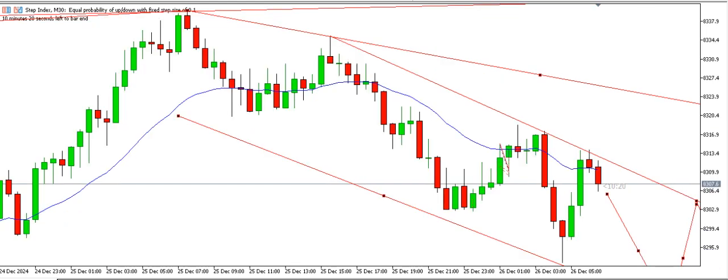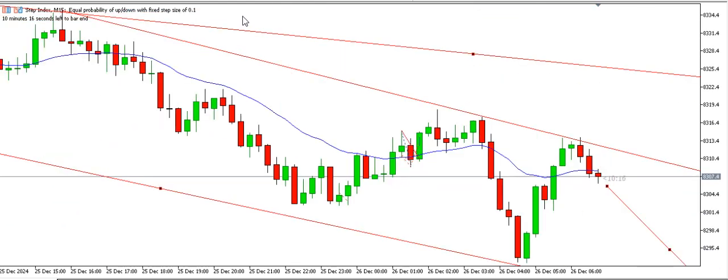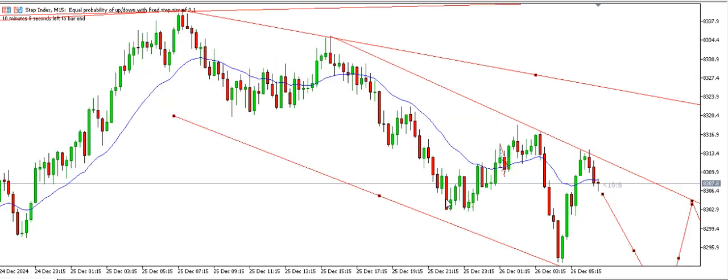On the 15 minutes time frame, what can we say about step index? Well, what I can see is that price has formed a downward trend on the 15 minutes time frame, but we are looking at a possibility of price forming a left shoulder, head, and right shoulder, an inverted head and shoulder pattern. This is possible, right, for price to go up.